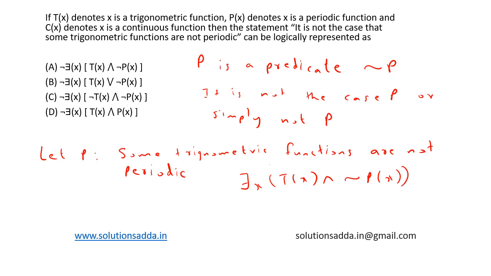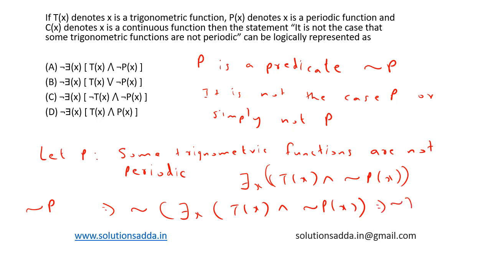Now negation P means that it is not the case that some trigonometric functions are not periodic. So this can be written as negation P means negation of there exists x such that T of x and negation P of x. So this can be rewritten as for all x, T of x implies P of x. So based on the options, option A is the correct answer here.